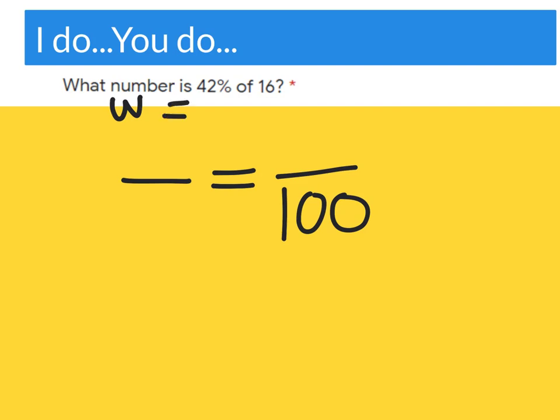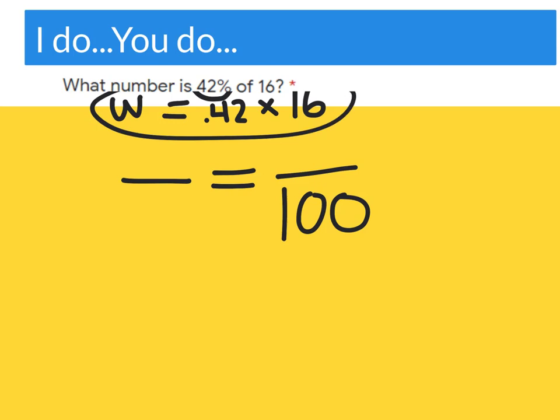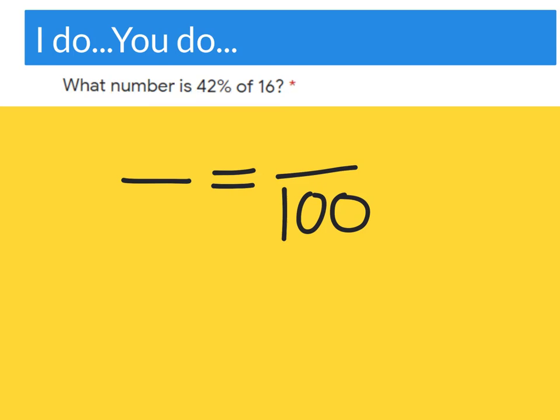Is means equals. Remember, whenever you're using a percent, that's a selfie of a number, so change it to one of its equivalents. There's the decimal equivalent, or you could write 42 over 100. That's the fraction equivalent. Of means times 16, and now you're in an algebraic equation to solve. Most of my students prefer the proportion, so I'm going to go ahead and solve it that way though.